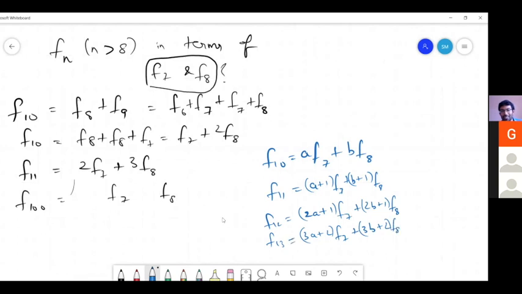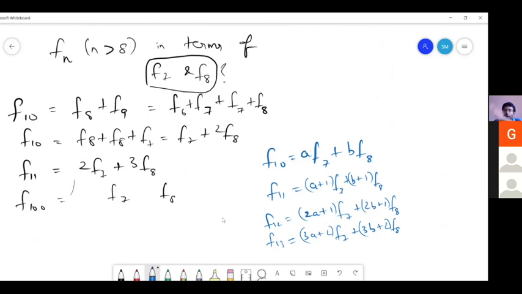So can you generalize this for F100? It's becoming more and more messy now. But there is something hidden here. Random guess: that will also be in the Fibonacci series. Yeah, looks like that, because it is 1, 1, 2, 3. If you see the coefficients, it again comes as Fibonacci only.